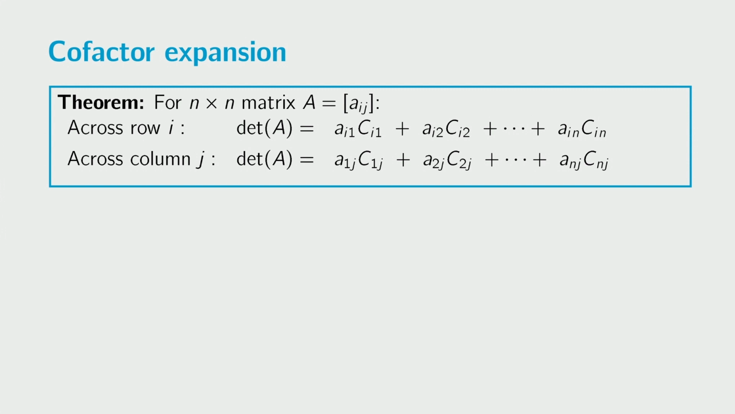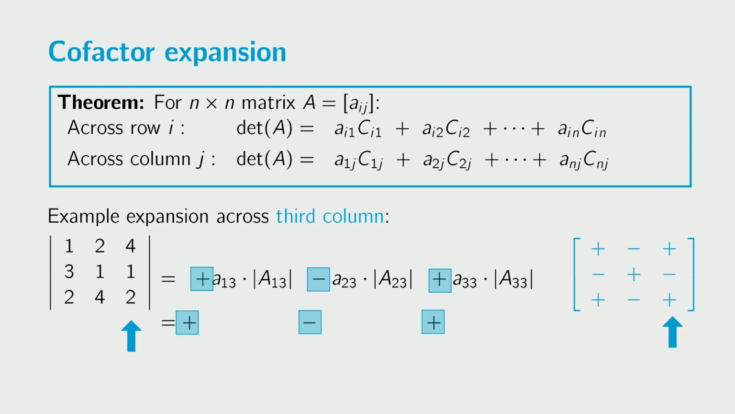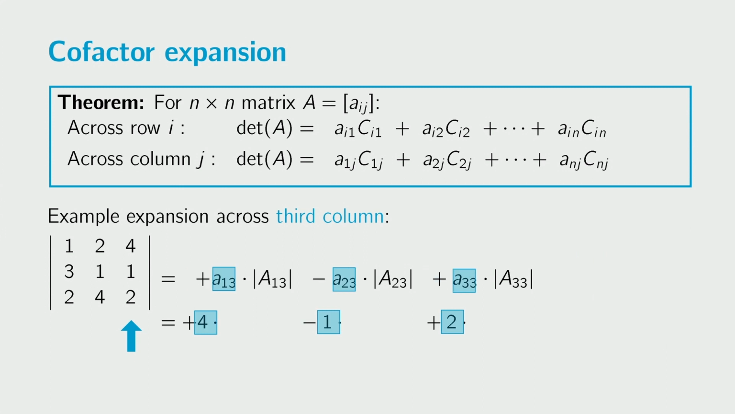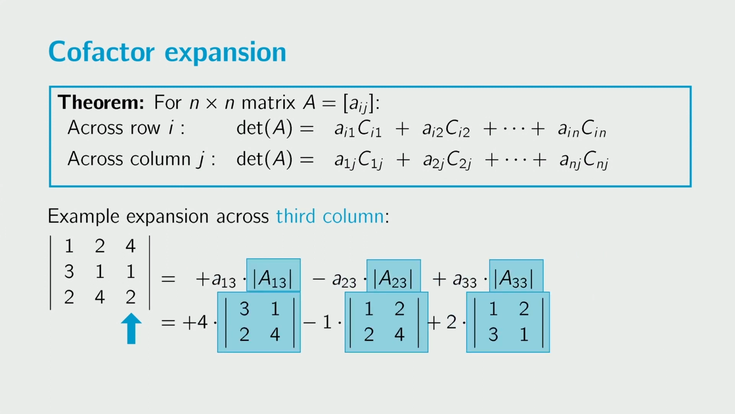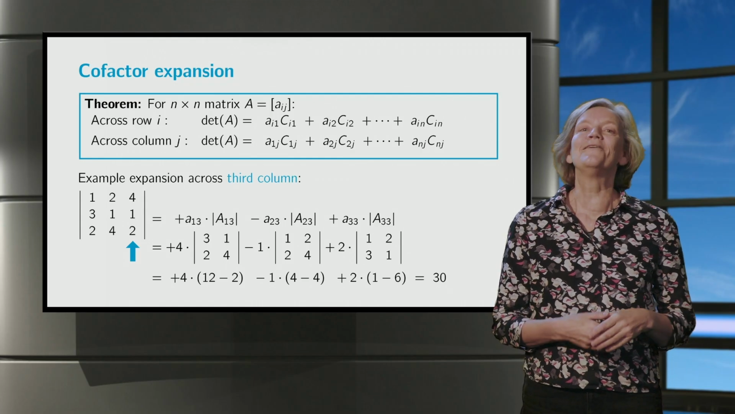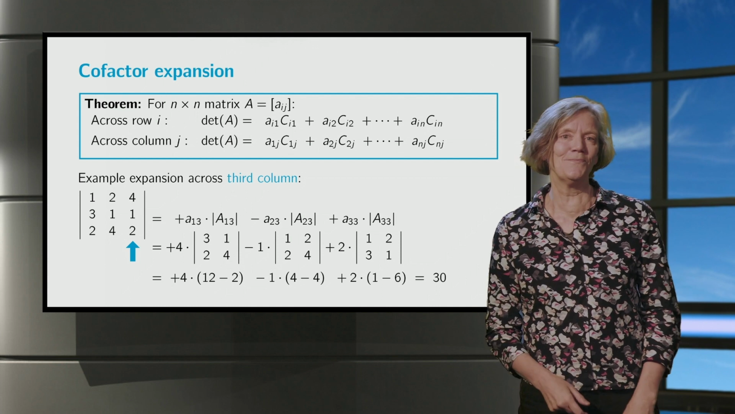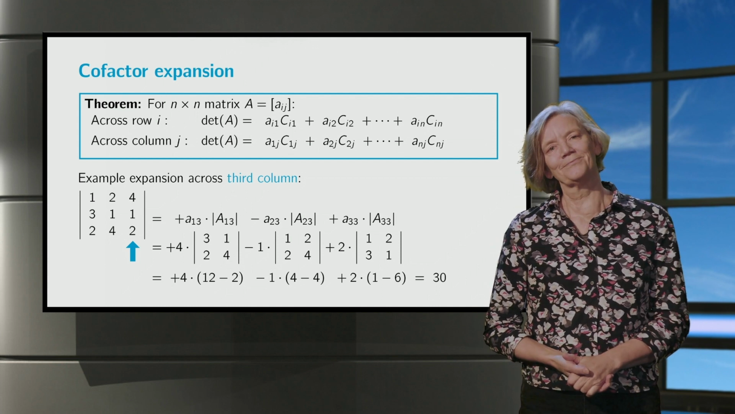Moreover, still other rearrangements of the terms give the cofactor expansion across a column. For example, across the third column. Signs times elements times subdeterminants. And again, the same number 30. For this matrix, there are 3 cofactor expansions that I haven't shown you. You may check those yourself.